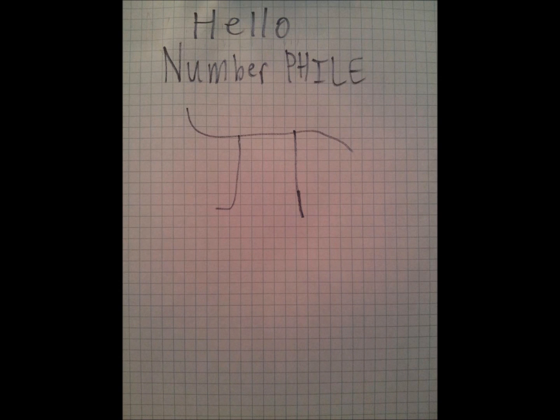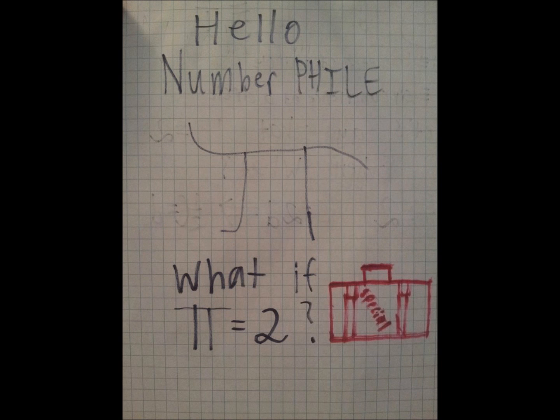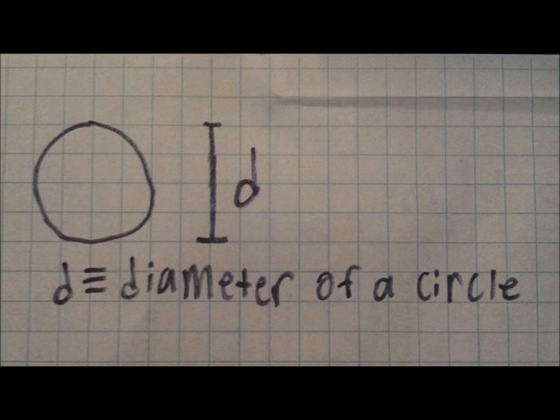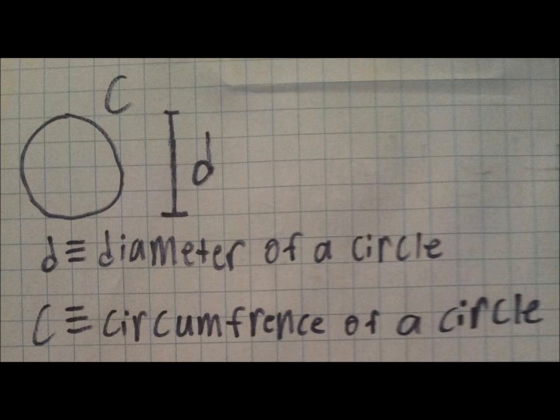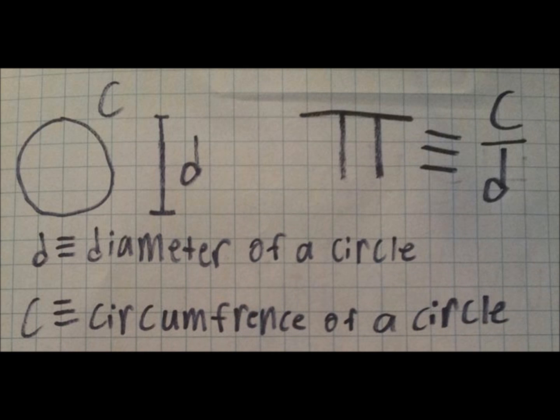But not pi as in 3.1415 and so on that we've all come to know, but a special case of pi when pi is equal to 2. Now, I'd like to talk about this when we use pi coming from a circle as its definition. So we'll take our circle and we'll define its diameter as d, and then we'll define its circumference as c. And we know that pi is defined as the circumference divided by the diameter.